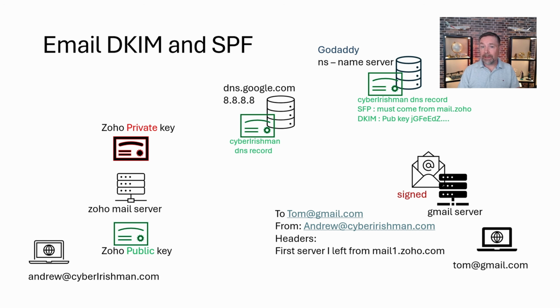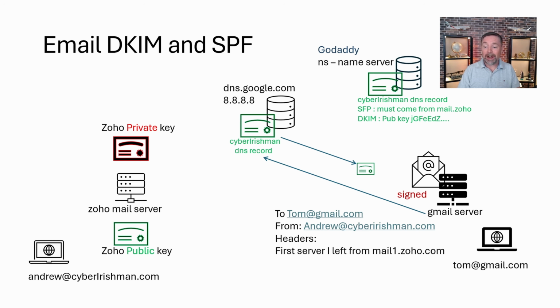So now the receiving server does its spam checks. It goes to any DNS server. It's using dns.google.com and goes ahead and looks at the CyberIrishman records and pulls down the public key for Zoho that's in the DKIM records and pulls down the SPF information as well that says it should come from zoho.com. Pulls it down. I have the public key.